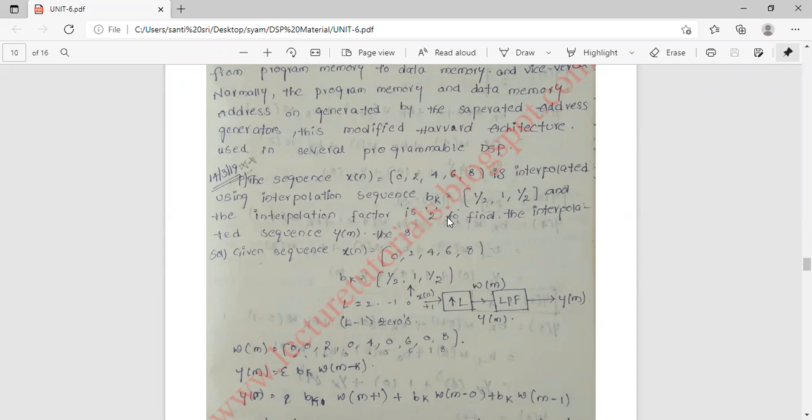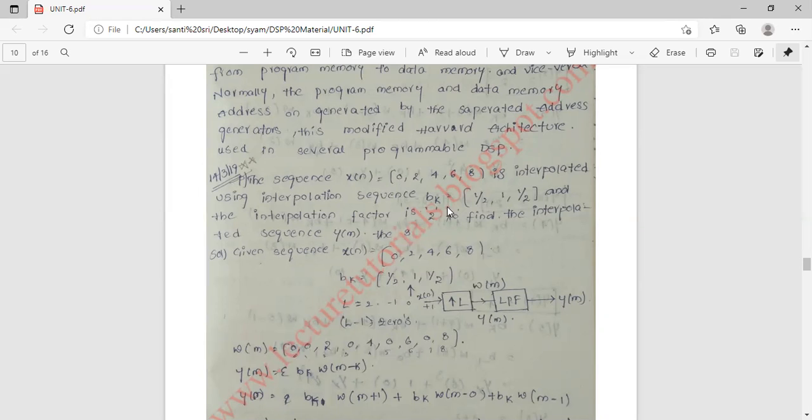Okay, x of 1 value is 0. But here it is starting from minus 1, bk of minus 1. So x of 1 is 0, x of 0 is 0, and minus 1 is also 0. Otherwise, you can take like this, minus 1, 1, 2, 3, 4, 5, like that. So 1 value is 0, minus 1 value is also 0, right? Like that, first of all, we will write the sequence of w of m, that is 0, 0, 2, 0, 4, 0, 6, 0, 8.